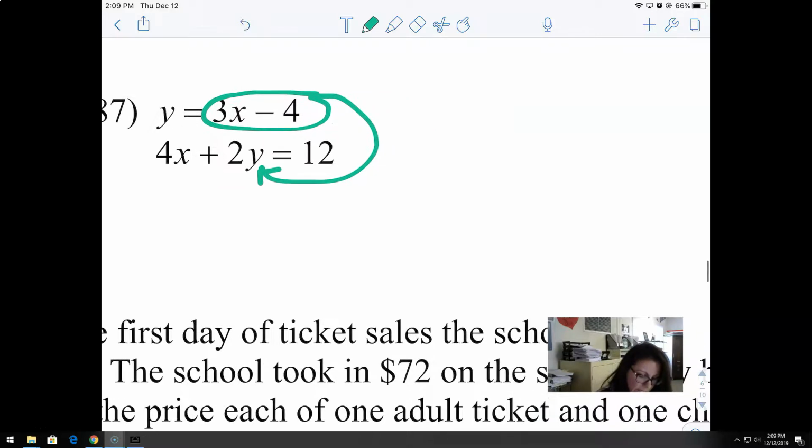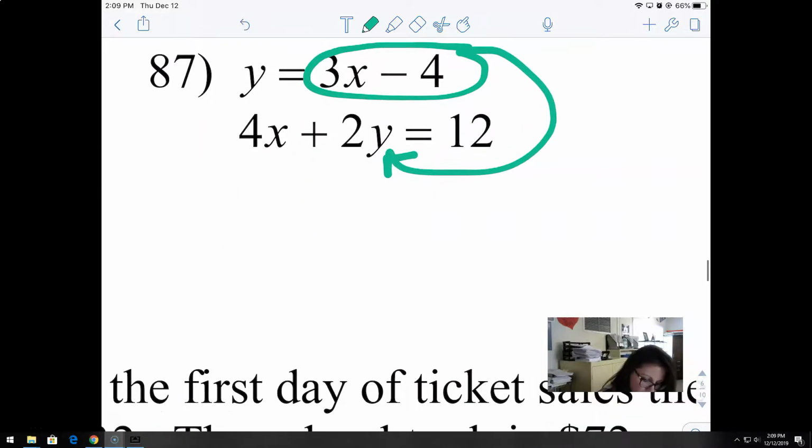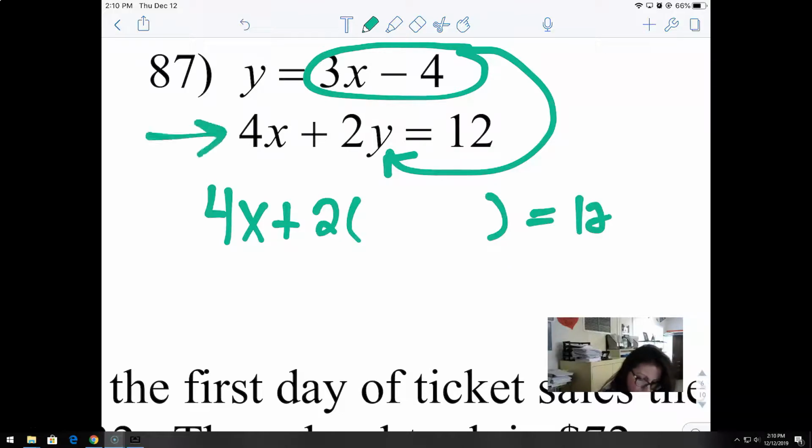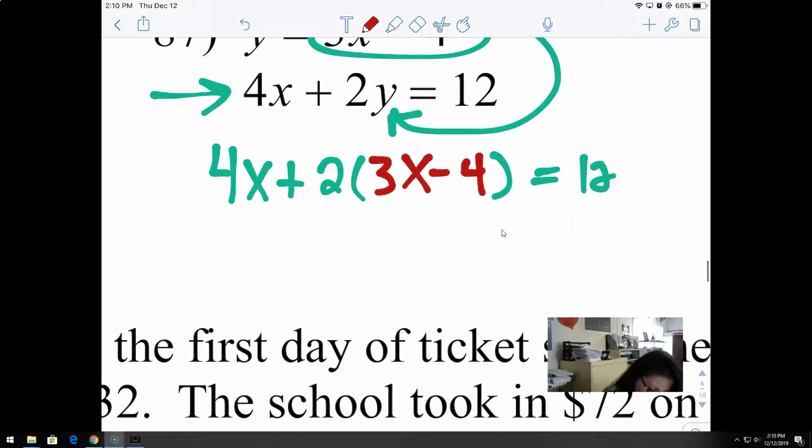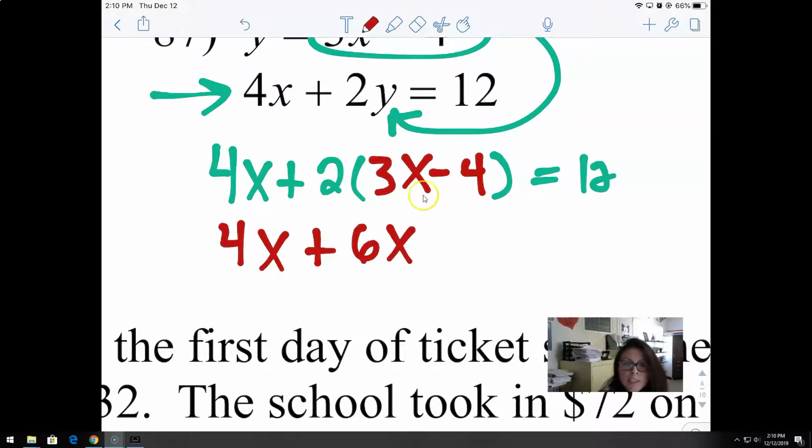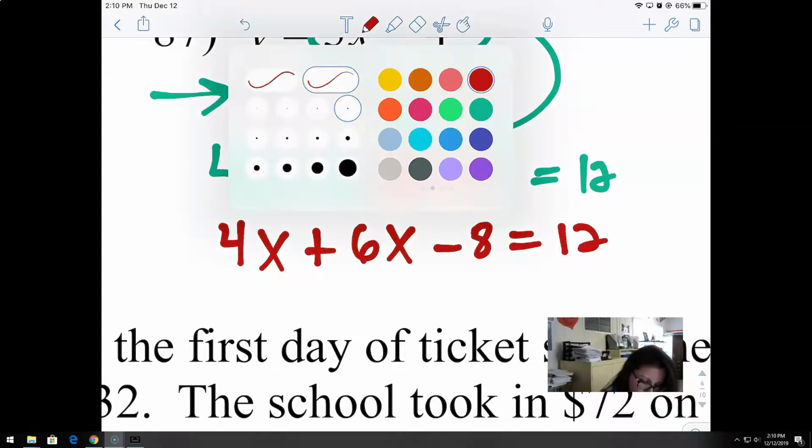So what you should have here is, I'm plugging in for y into the second equation. So I'm going to get 4x plus 2 times the quantity of y, which equals 12. I'm plugging in here into this bottom equation. Now I know that y is 3x minus 4. So 3x minus 4 gets plugged into wherever I see a y. So it's 2 times y. Now we distribute. You get 4x plus 2 times 3x is 6x. And you have to distribute: 2 times a negative 4 is a negative 8, which equals 12.